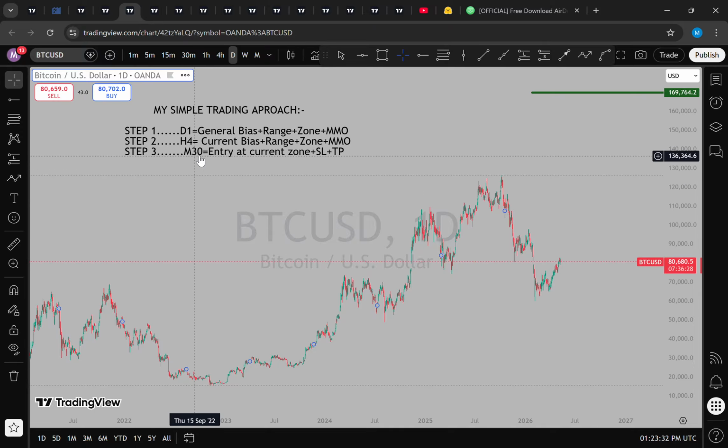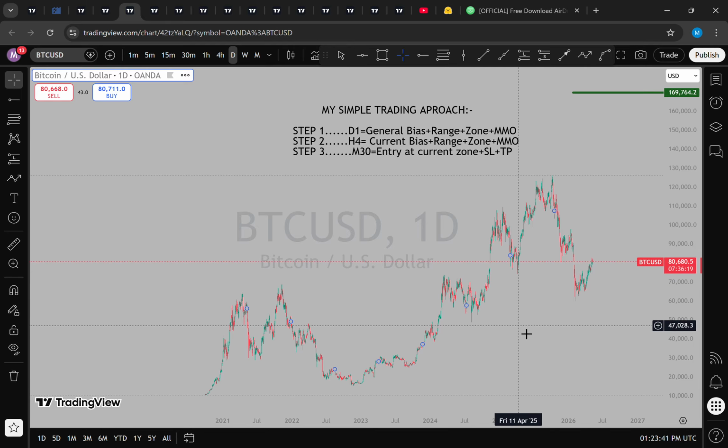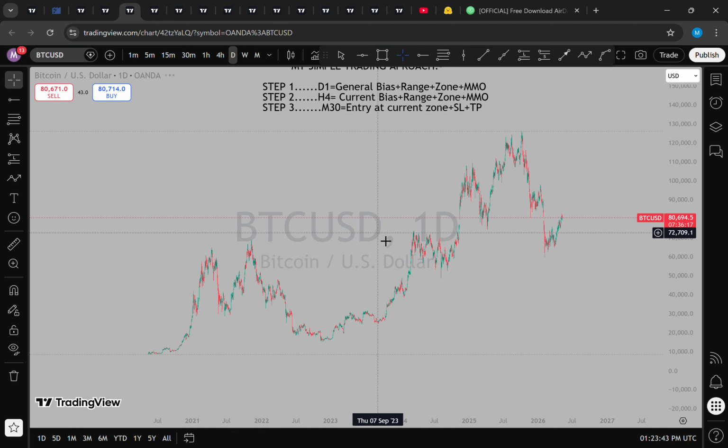So step three, my 30 minutes. My 30 minutes is for entry, stop loss, and take profit. So on the daily time frame, right now the chart is on the daily time frame. So let's look at what is going on.